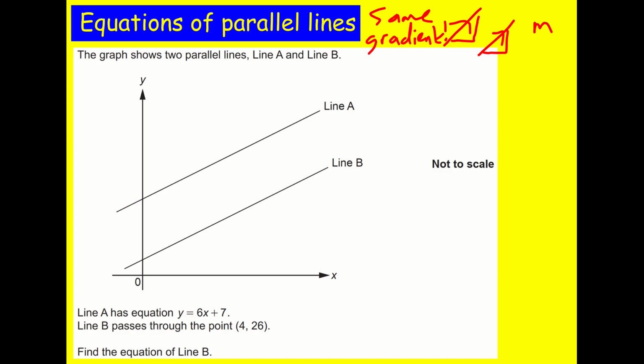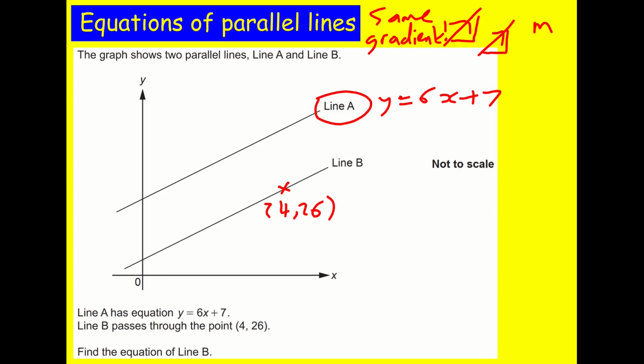So let's look at a question. We've got two lines, line A and line B, and we're told that line A has equation y equals 6x plus 7. That's this one here. Line B passes through the point (4, 26). It's some random point here. There are no axes labeled apart from this 0, so I've just put it there. Find the equation of line B.